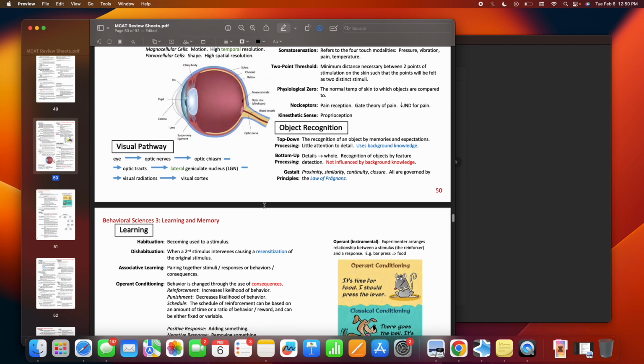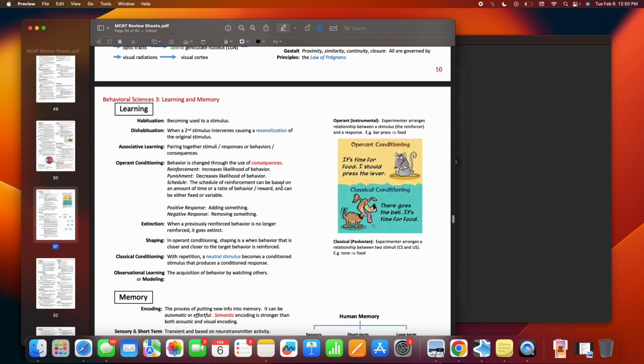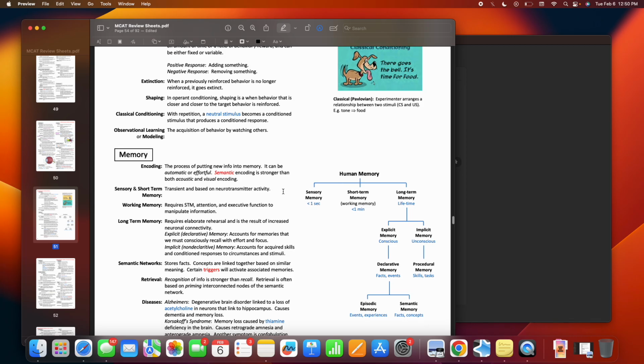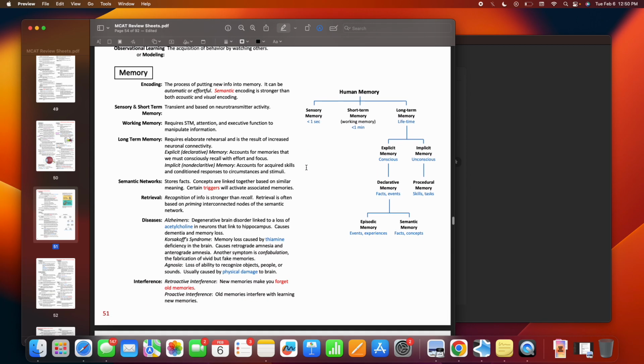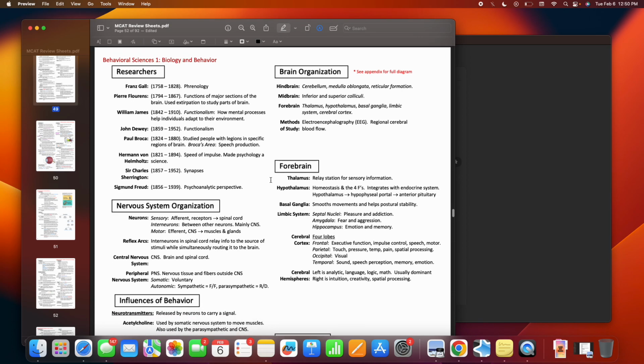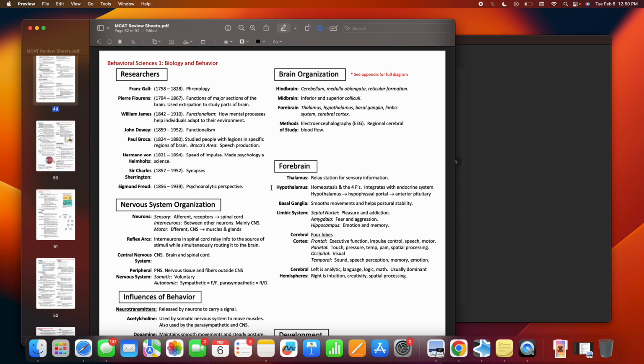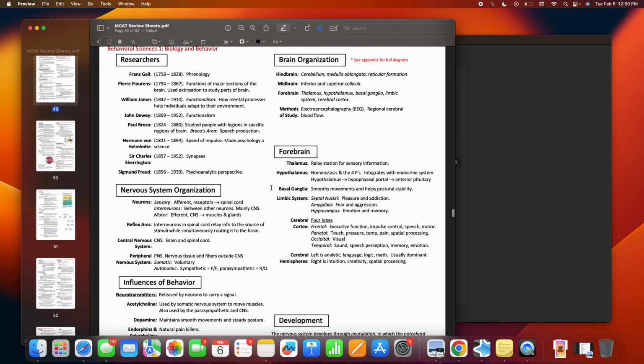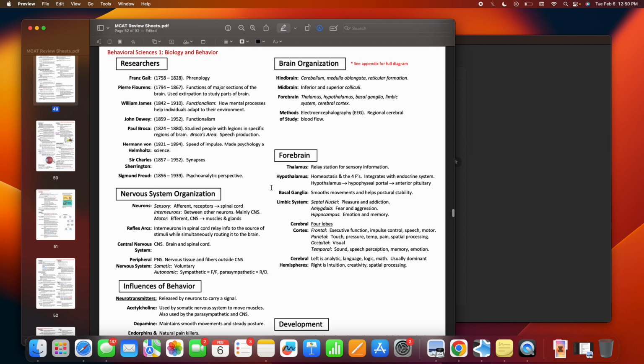Okay. Let's just go with chapter 1, I believe. Since it's a lot of biology too, we can do it. So, chapter 1 for Psych-Soc is basically on biology and behavior.